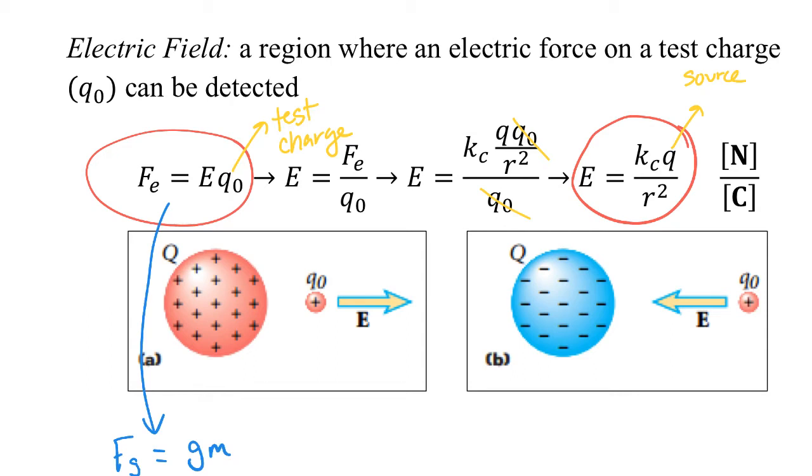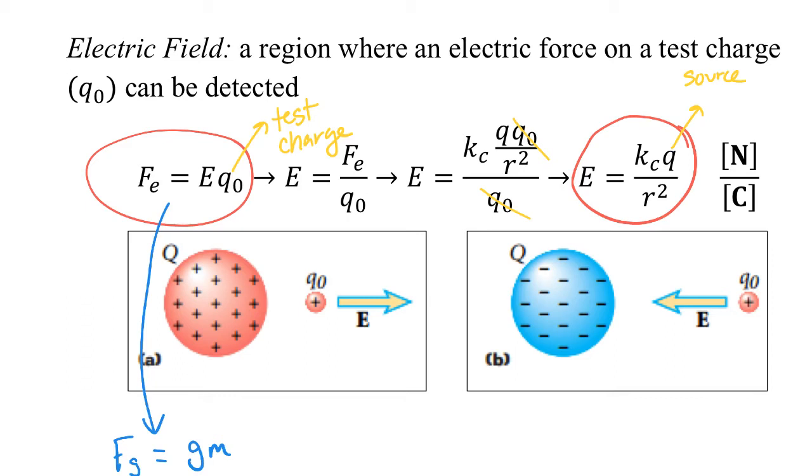Is weight equal to mass times gravity? I wrote it backwards for a reason. Little g was the gravitational field. Capital E is the electric field. Little m is the mass. Q0 is the charge. So these are properties of the object, and then the E and the g are field properties.